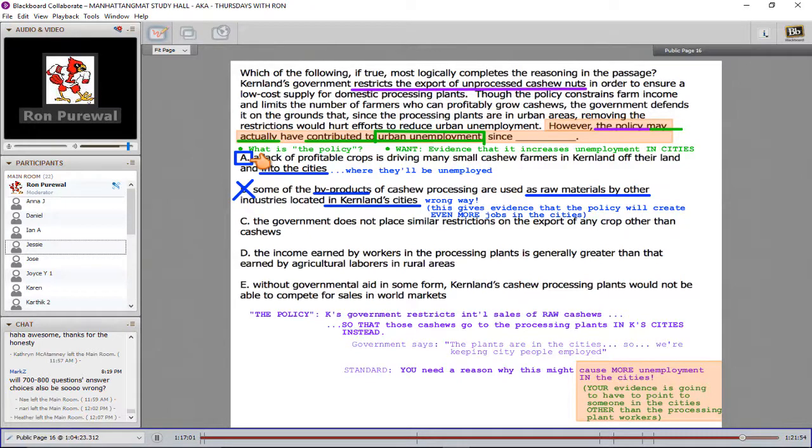Maybe you just forgot which way you were supposed to take this. That is much easier to do than you would think, to actually get mixed up and go the wrong way. There are two ways to avoid that. Number one, just write down on the paper, I need to argue that there will be more unemployment in the cities. If you just write that down and look at it, then you won't pick choices like B.